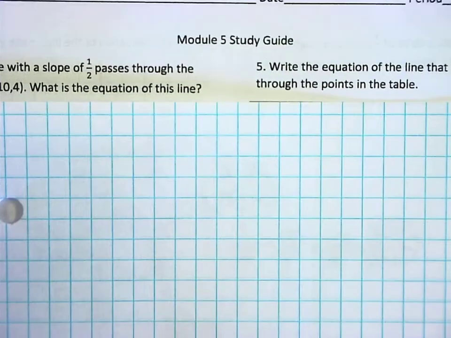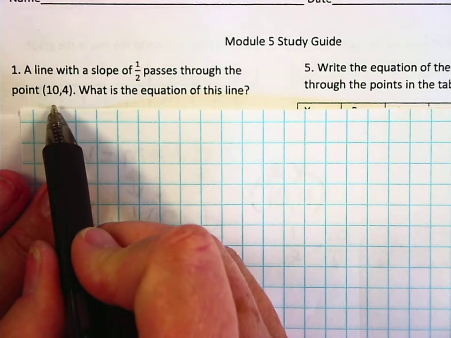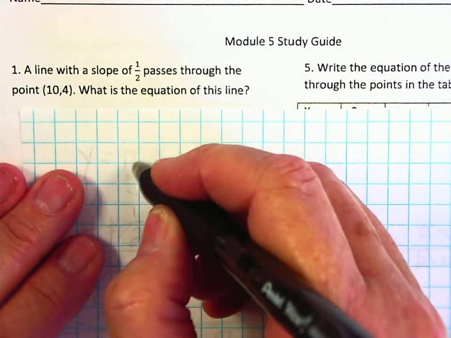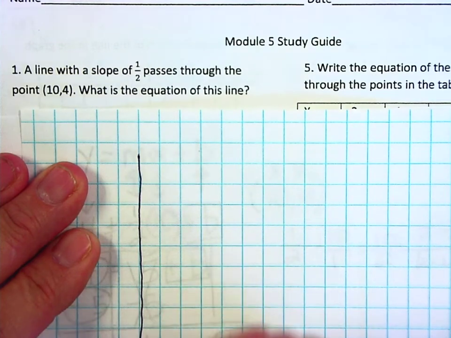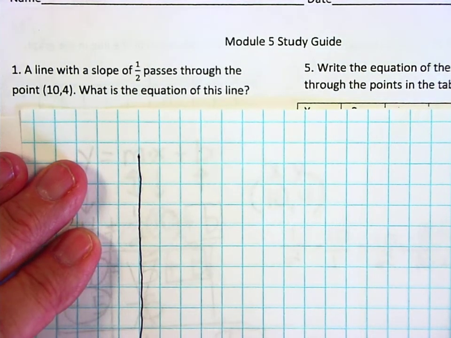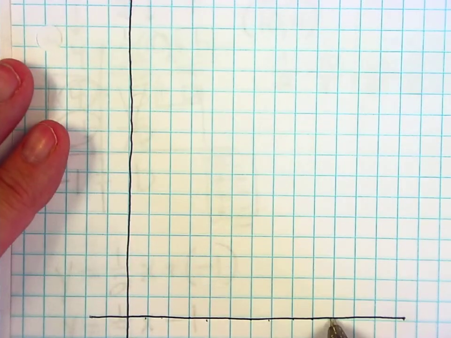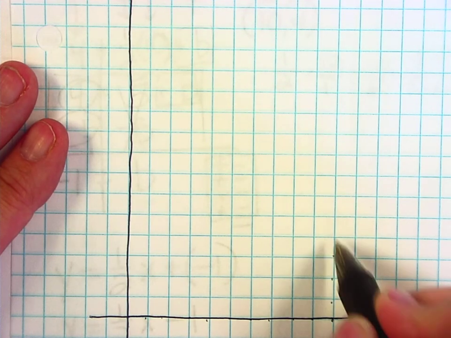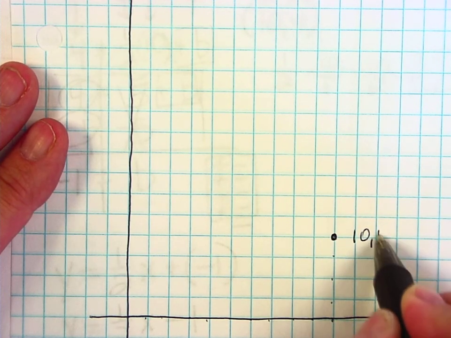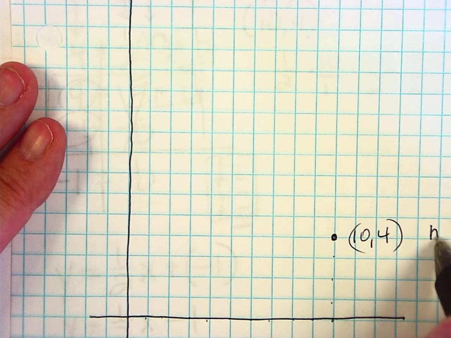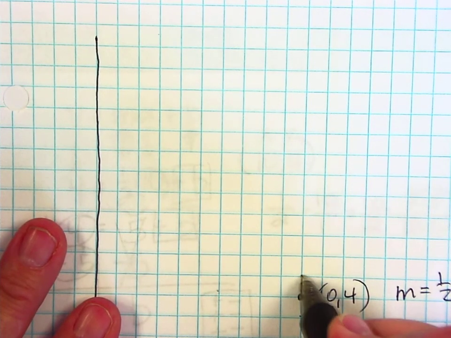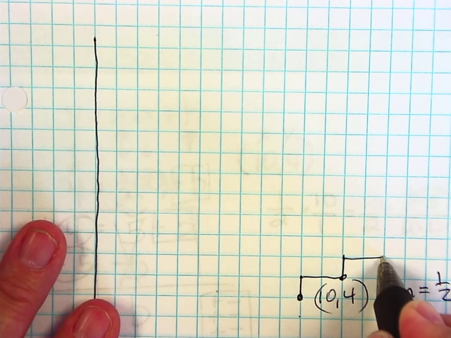Now, I'm going to graph the line with a slope of 1/2 that passes through the point 10, 4. So what I'm going to do is graph the point 10, 4. 1, 2, 3, 4, 5, 6, 7, 8, 9, 10. 10 on the x-axis and 4 on the y-axis. There's the point 10, 4. Now my slope is 1/2. So I'm going to go ahead and graph my slope of 1/2. So I'm going to go rise 1, run 2, rise 1, run 2.